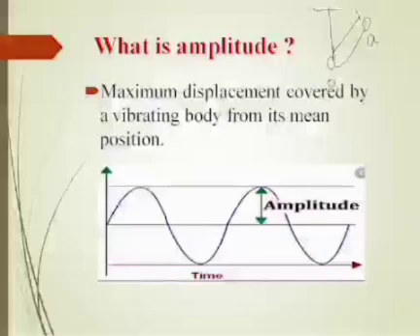Now look at the figure given below. Here we can see the mean position and these are the extreme positions of this wave. The distance from the mean position to the extreme position is called amplitude. This is the amplitude, and again this is also the amplitude of this wave. So from this figure we can conclude that the maximum displacement covered by a vibrating body about its mean position is known as amplitude.